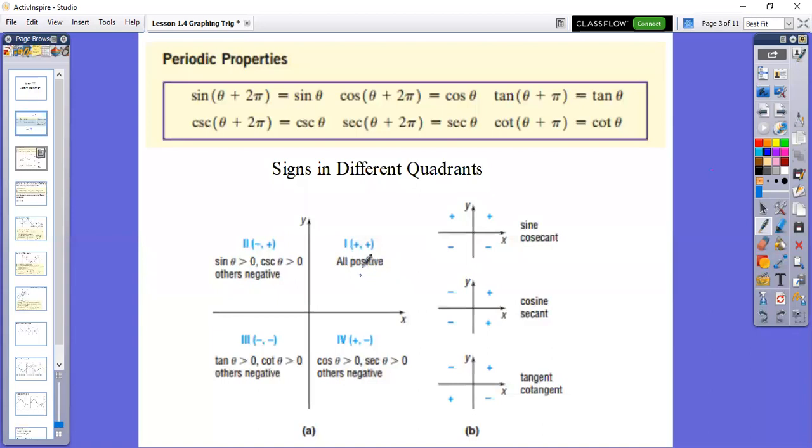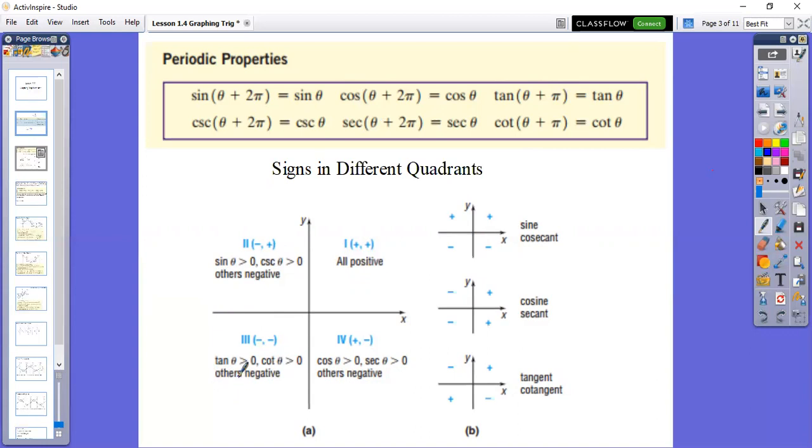First quadrant, everything's positive because both the x and y coordinates are positive. Second quadrant, sine and cosecant are positive, everything else is negative because the x coordinate is negative, which means the cosine is negative, which means the secant is negative, and if one of them is negative and the other one is positive, the tangent and cotangent must be negative.